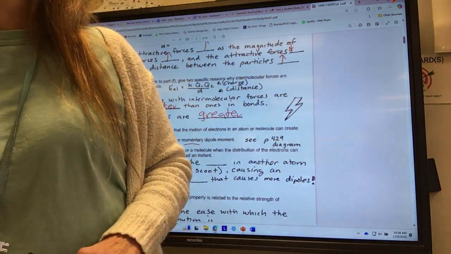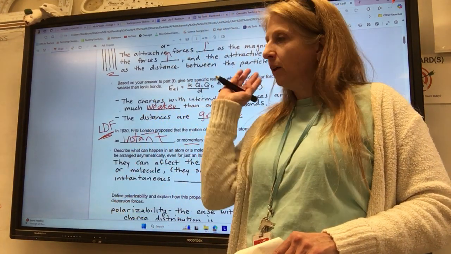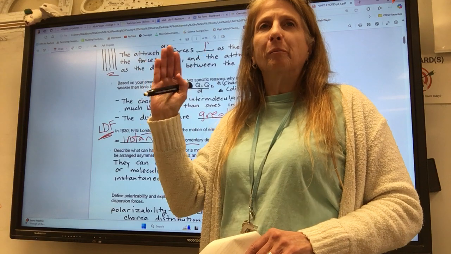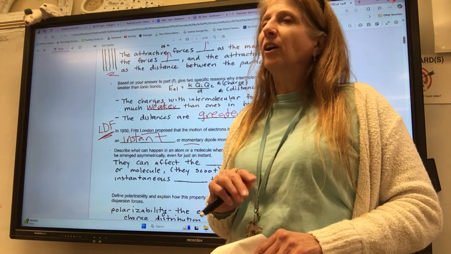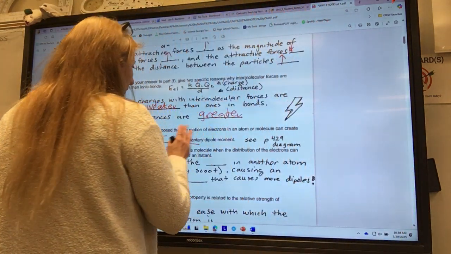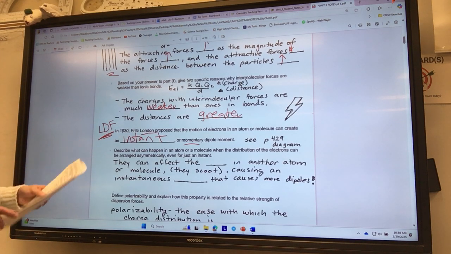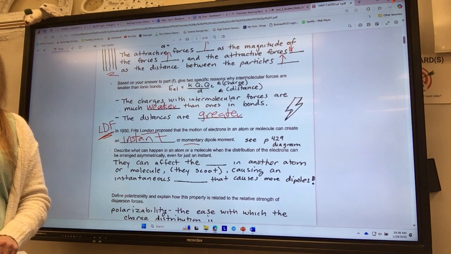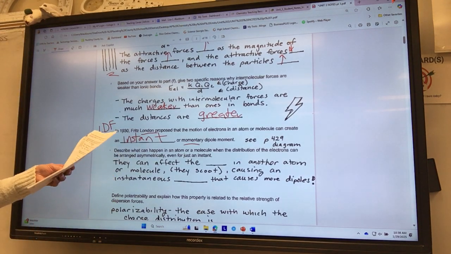So on the AP test, when they tell you to describe all the forces on a molecule, step 1, LDF, everybody's got them, okay? Scooty forces, can you imagine the scooty forces? Don't write scooty forces on the AP test. Say it more scientific, like we're gonna say here. Describe what can happen in an atom or molecule when the distribution of the electrons can be arranged asymmetrically, so they scoot over and get asymmetrical, even for an instant.